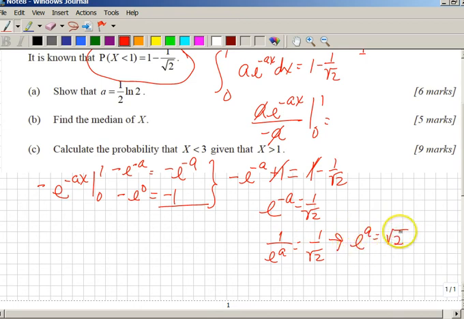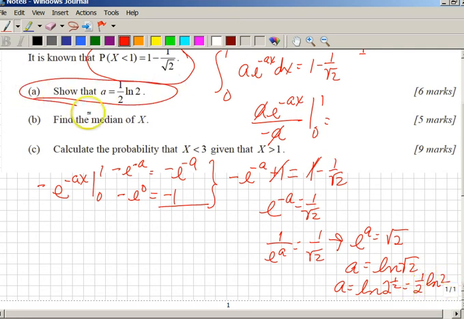Take the ln of both sides. A ln e, which is 1, equals the ln of root 2. And of course, the natural log of the square root of 2 is the same as 2 to the 1/2. And the property of logarithms, we can take that power down front, is 1/2 ln 2. So we have shown what they want us to show. Okay, that part's done.